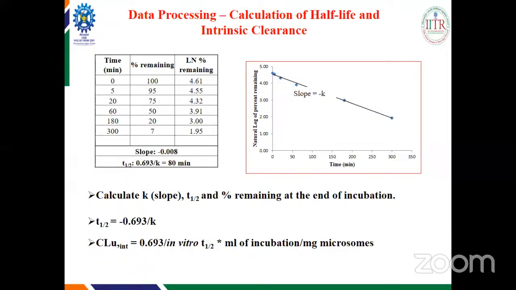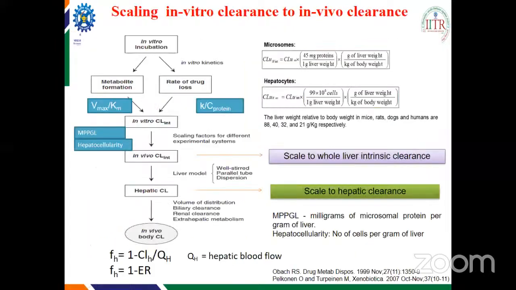And from this half-life, you can again calculate the compound clearance number by using another formula, which is at the bottom: 0.693 upon in vitro T half, into mL of incubation divided by mg of microsomes. This is again very important because we are using an in vitro test system, so how much protein we are using, we also have to bring into the clearance number calculations.